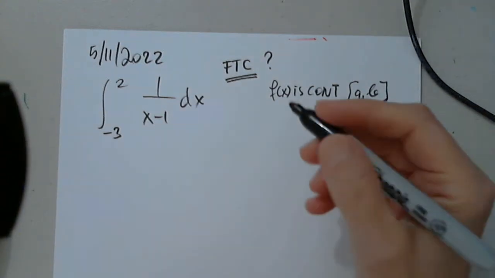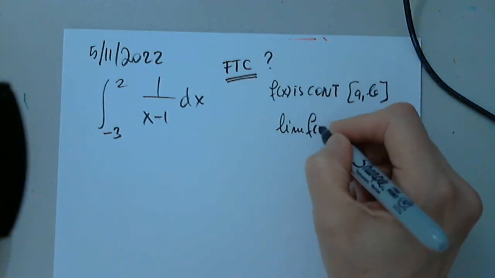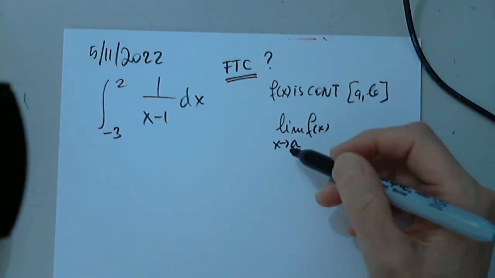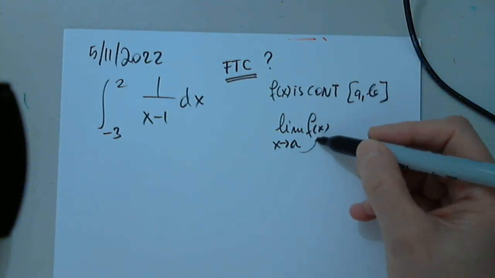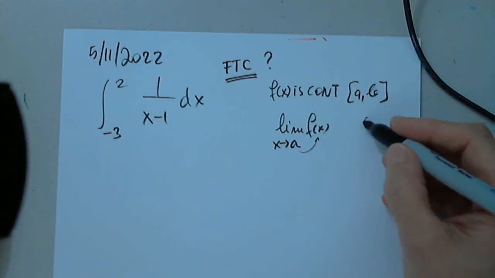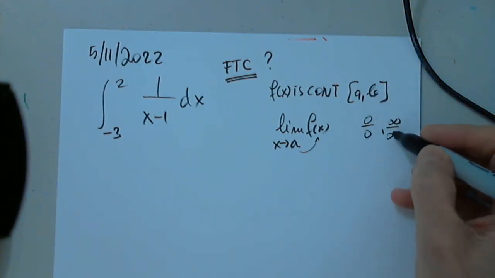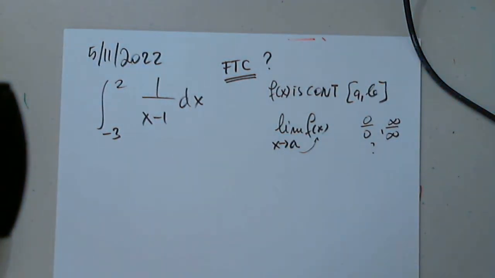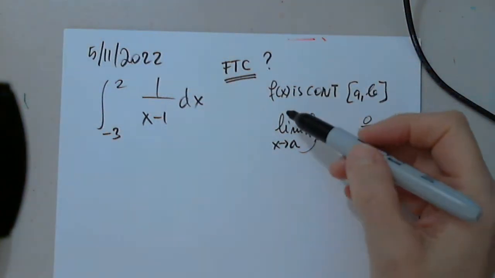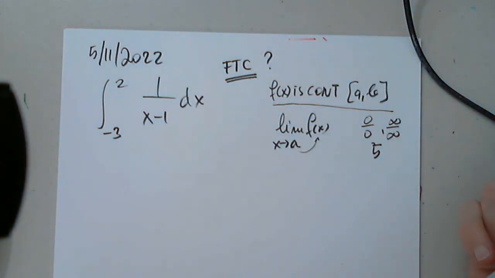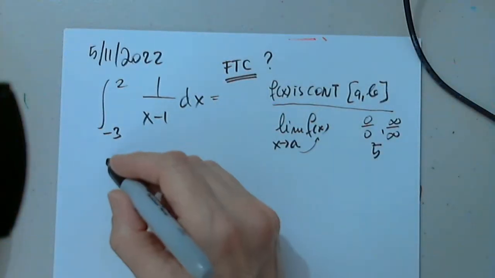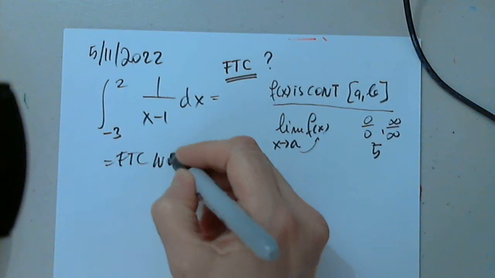It's like the idea with the limit, right? The limit of a function as x approaches a, we have to see what type of limit this is. So we always plug it in and see what it is. Maybe it's 0 over 0, maybe it's infinity over infinity, who knows? Maybe it's just 5. So is this function continuous on the interval -3, 2? No. So I will say FTC not applicable.